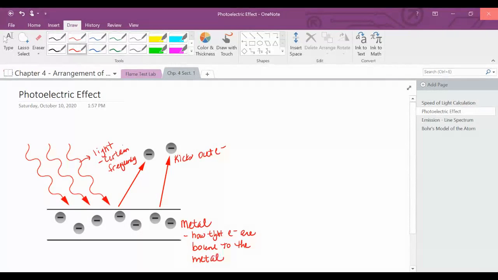So we'll get to a point in chapter 5 where we'll talk about trends in the periodic table. And one of the trends that we'll discuss is the idea of being able to kick out electrons.